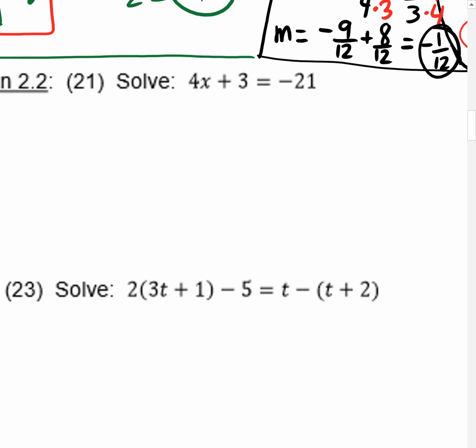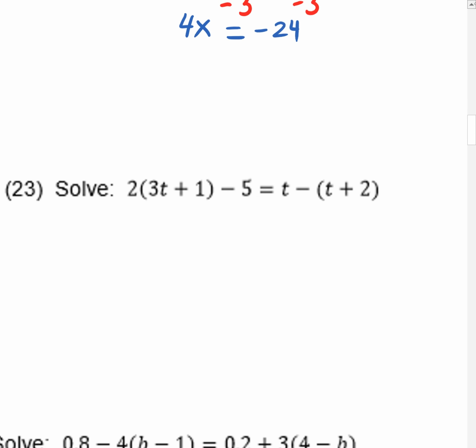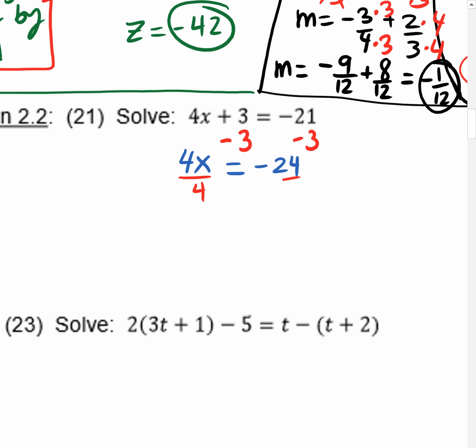But of course, if you have something adding or subtracting, and something multiplying or dividing, like we talked about, you want to get rid of what's adding or subtracting first. You have to. And since I see a 3 adding, I'm going to move him over first by subtracting him. And then 4x will be all by itself. On the other side, negative 21 and negative 3 makes negative 24. And the last step would be to get rid of the 4. And since 4 is multiplying by x, I'll do the opposite and divide both sides by it. Alright, that way x is negative 24 over 4, which is negative 6.